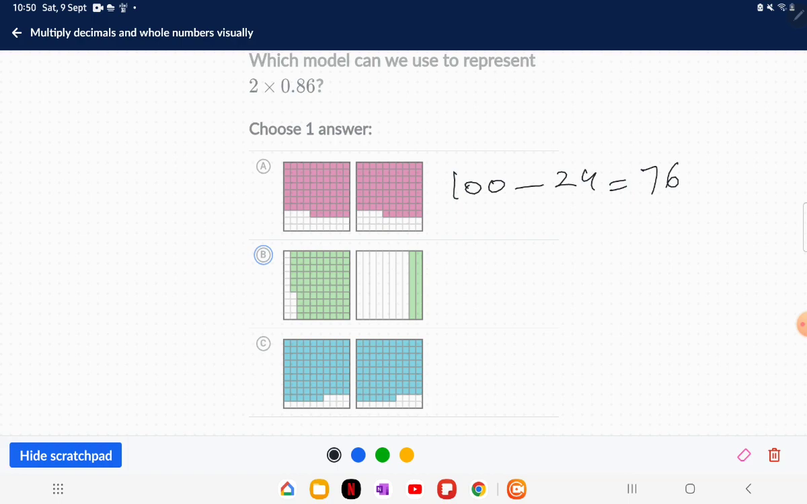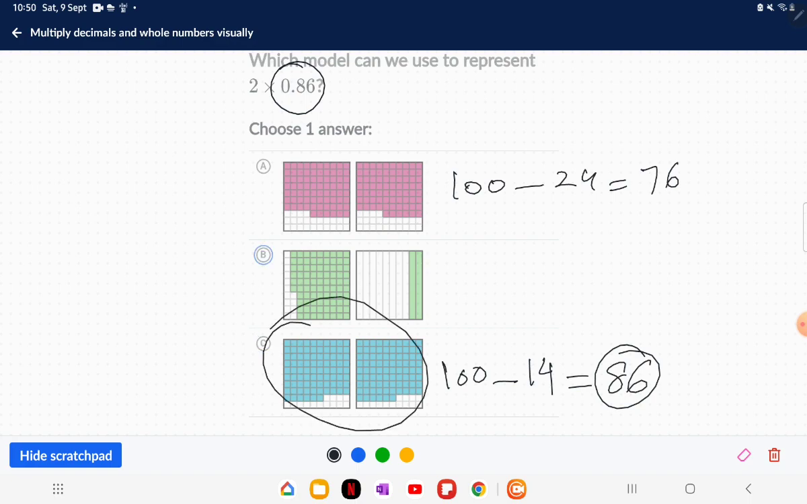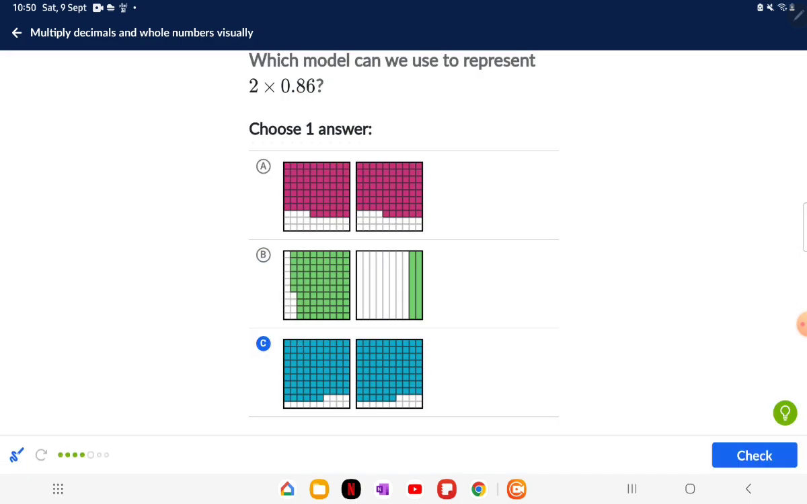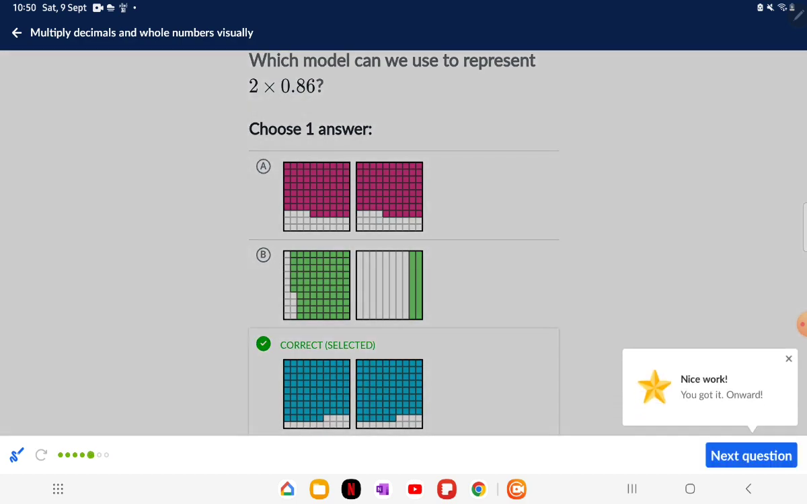These are 2 tenths, and I don't know how many hundredths. Let's look at this one. The non-shaded ones are 14, right? You can count these 10 and 1, 2, 3, 4, 14. So if you subtract 14 from 100, this gives you 86, and that's the 86 hundredths we were looking for. So this is the figure that we were looking for. Let's select this. Check.